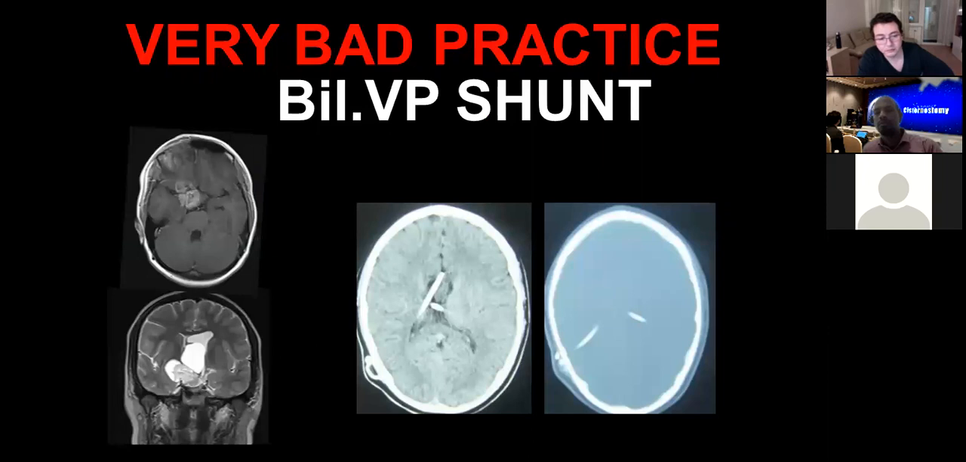Worse, bilateral deviations. Bilateral. Not one right side, bilateral. Look at this. The tumor is the same, and you have two shunts inside.